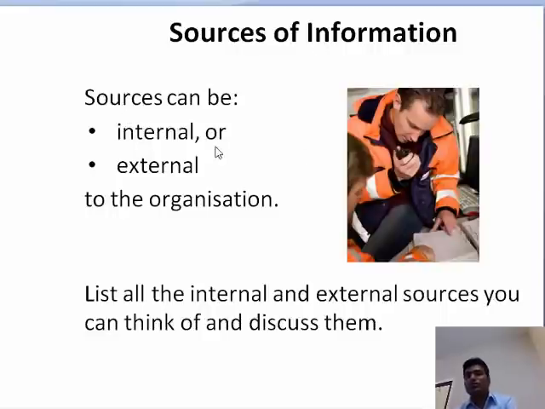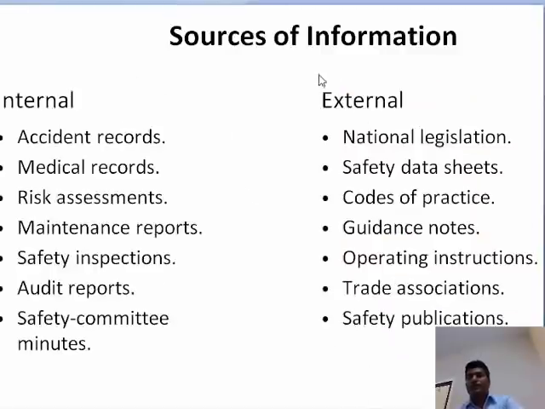Source of information. From where will you get information about health and safety rules? There are two sources, internal and external to the organization. That means in your organization a lot of health and safety rules are there, that is internal, and external. So there are two sources of health and safety information, internal and external. List all internal and external sources you can think about and discuss them.